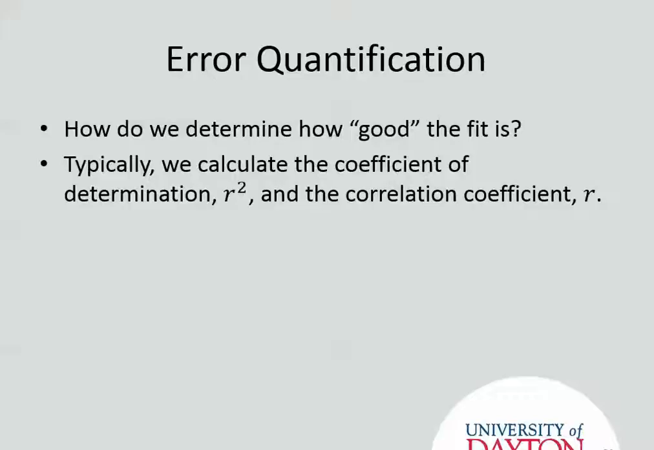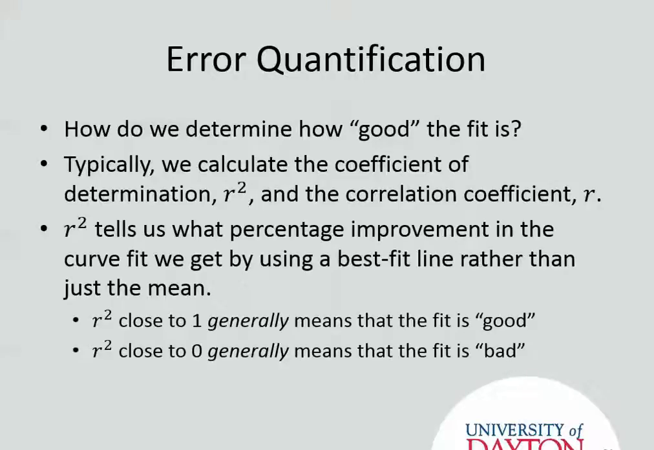So R squared is how we quantify how well a curve fits to data, and it tells us what percentage improvement in the curve fit we get by using some best fit line rather than just the mean to quantify the data. So what do I mean by that? If we go back to our curve here, let's see.